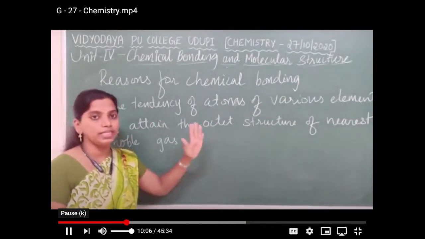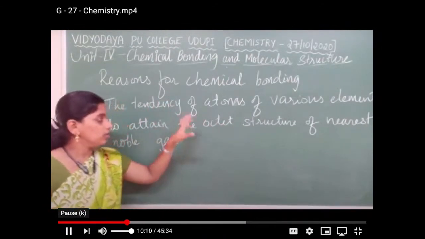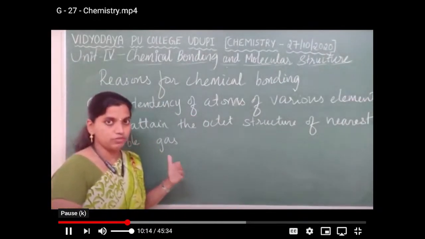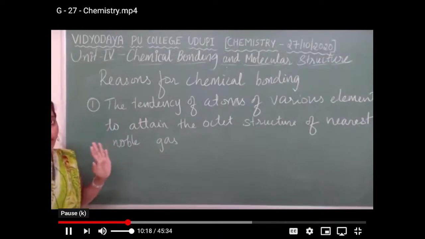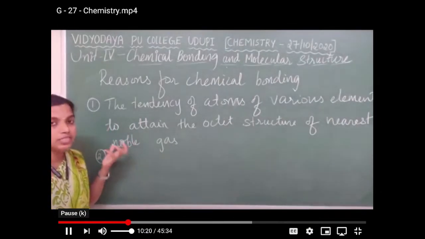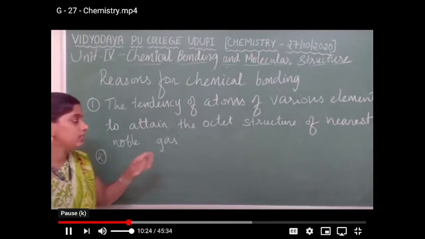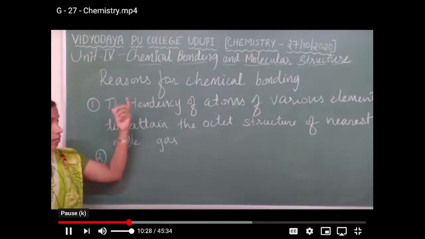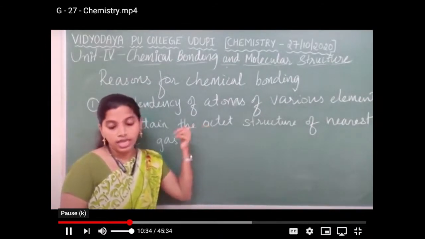Octet means 8. In the noble gases, if you look at the electronic configuration which you already studied, the outermost shell has 8 electrons, so it becomes stable. Chemically it is stable, or chemically inert. The molecule, after chemical bonding, will attain the octet structure. This is the first reason.